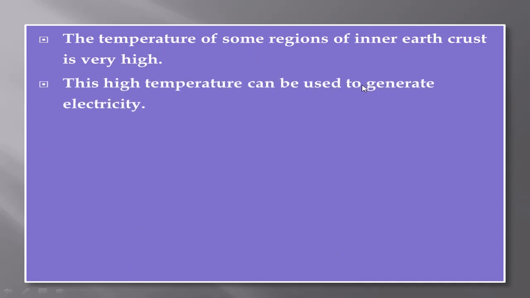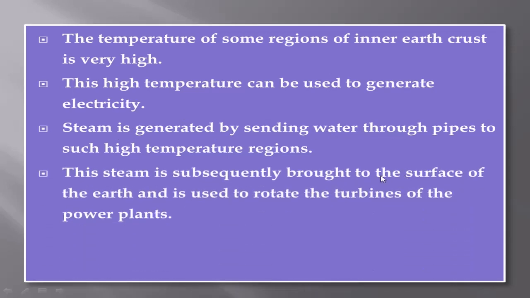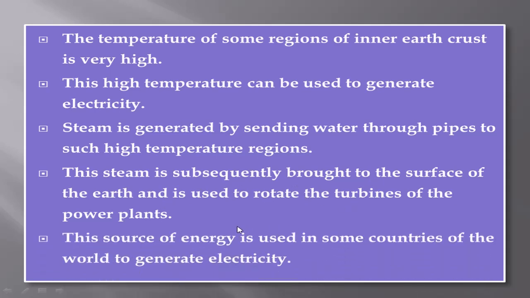This high temperature can be used to generate electricity. Steam is generated by sending water through. Next, this steam is subsequently brought to the surface of the earth and it is used to rotate the turbine of the power plants. This source of energy is used in some countries of the world to generate electricity. Like that, geothermal energy is used to generate electricity.